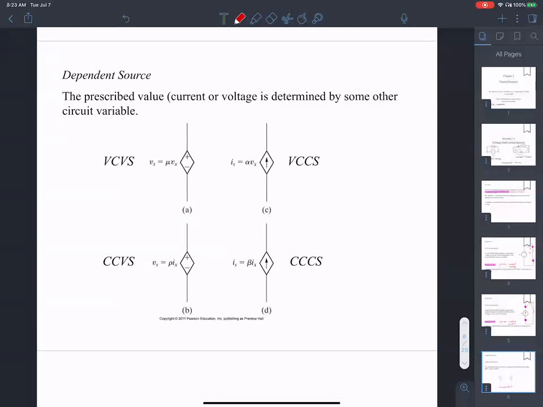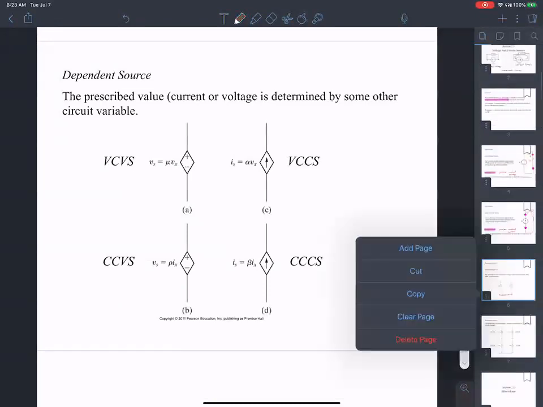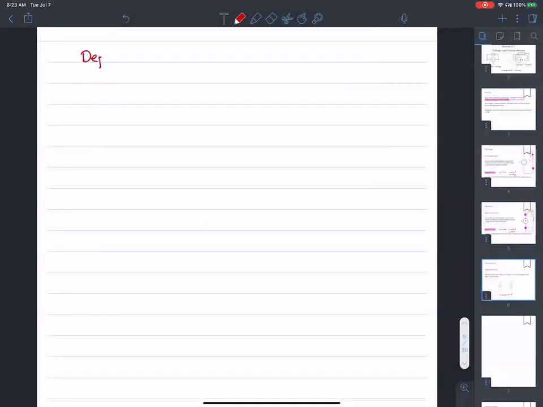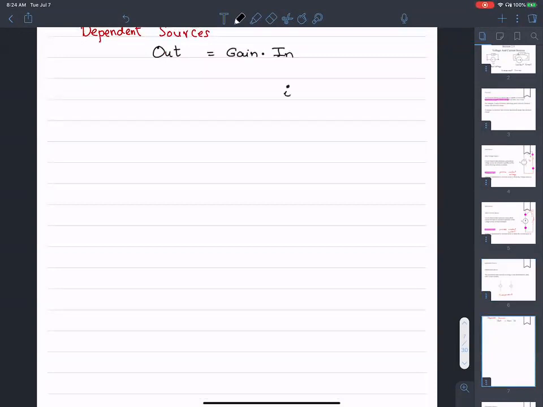Okay, let me add a page here. Dependent sources. For dependent sources, the underlying logic is that the output variable is some gain times input. I'll give you an example. Let's say the input is current, the output is voltage. Some gain times current.